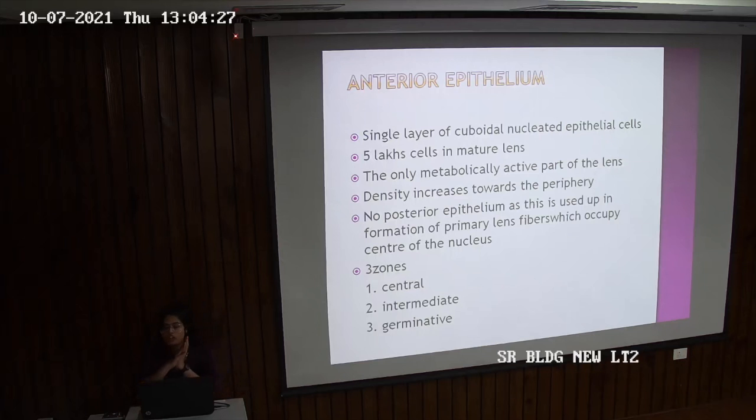It's a single layer of cuboidal nucleated epithelial cells. It is most important because the posterior epithelium is very thin, unlike the anterior one, which has 5 lakh cells in the mature lens.